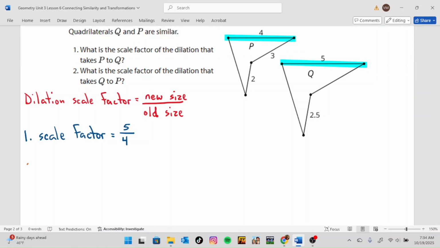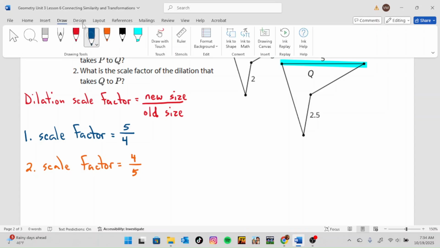Now number 2 has us going the opposite direction. So now if I'm going from Q to P, P is my new size, so that's 4, and Q is my old size, which is 5. So my scale factor to go from Q to P is 4/5.